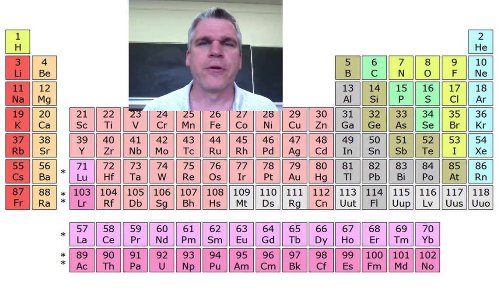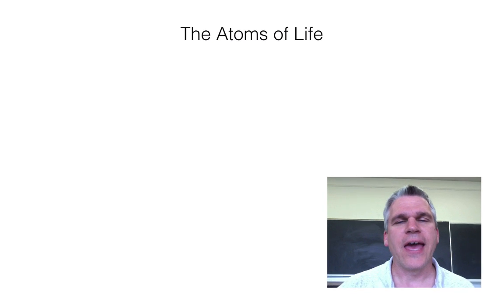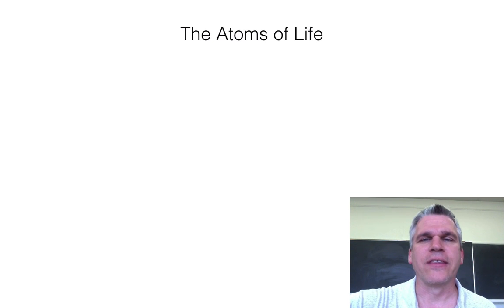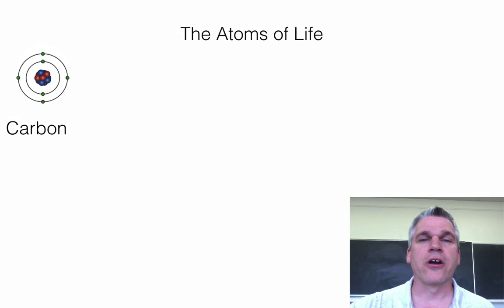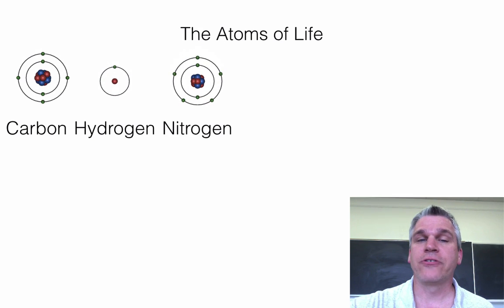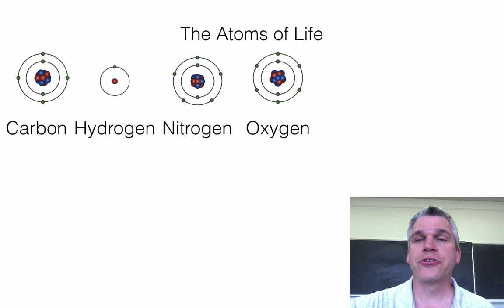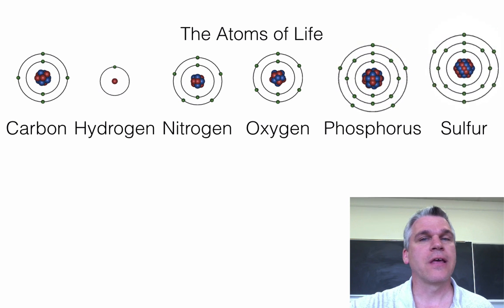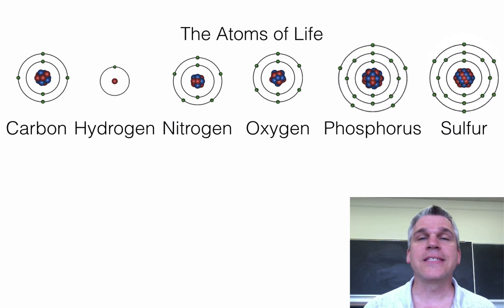You may recall from your physical science class that all matter is made up of atoms. And although there are over 100 different elements, we're only going to focus on a few. These are the atoms that make up living things. And so those are carbon, hydrogen, nitrogen, oxygen, phosphorus, and sulfur. These 6 elements make up about 99% of all living things.